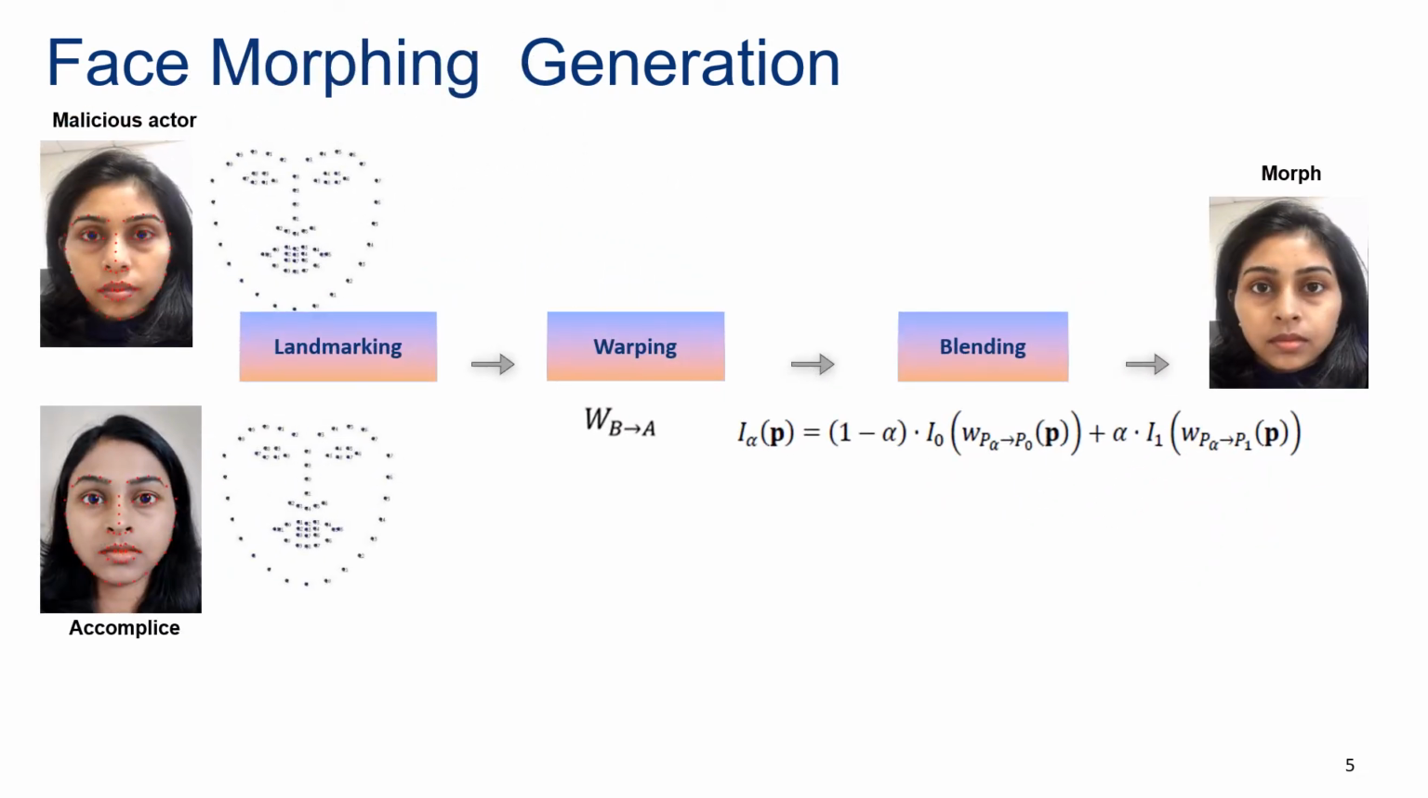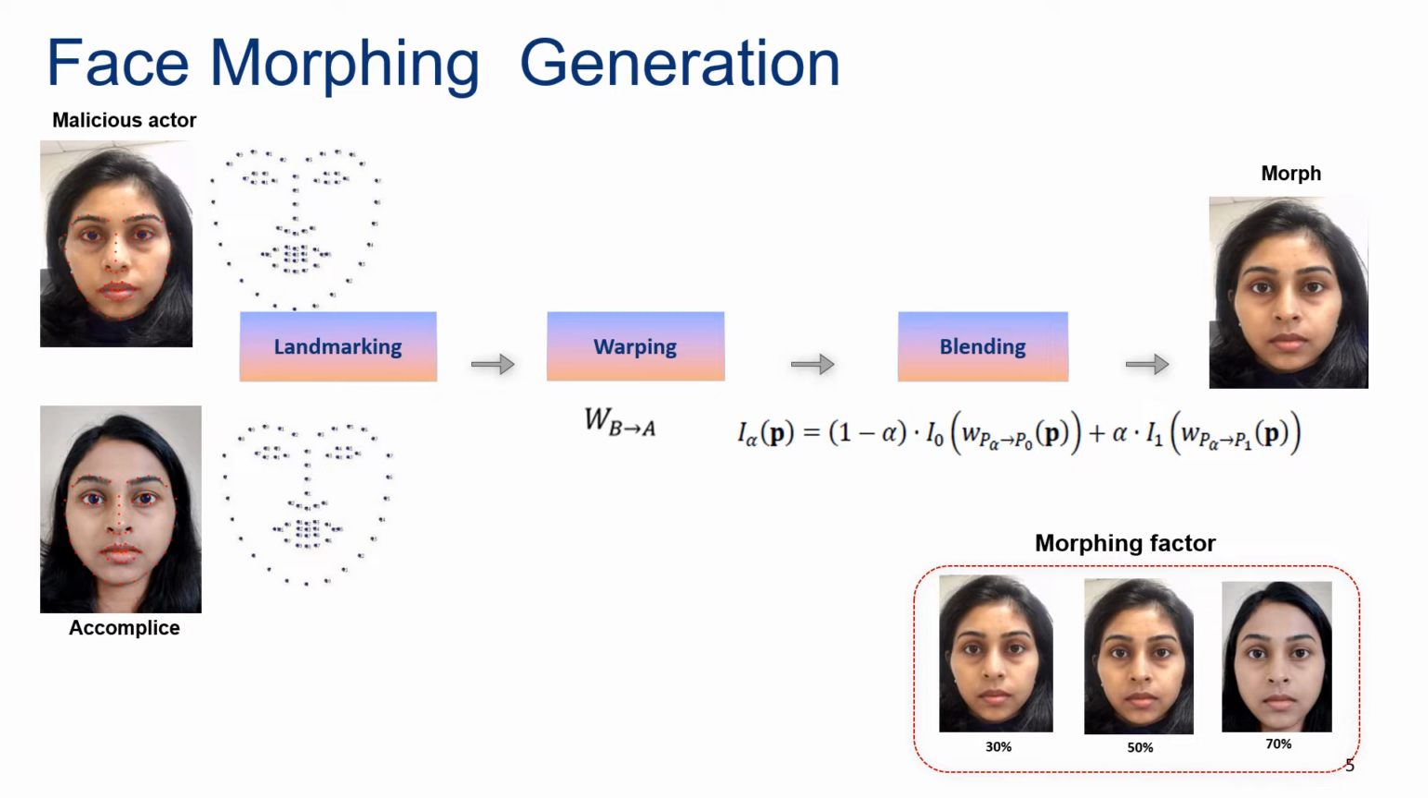Face morph generation is a very trivial task. There exist several open source software tools to do that. In this slide, I will present a very simple, open source way of generating face morphs. If we assume there are two subjects, one is the malicious actor and the other is the accomplice, then given the two face images, we can simply extract the landmarks. Based on the landmarks, we can construct triangles, and these triangles are warped and blended with certain factors to obtain the morphed image.